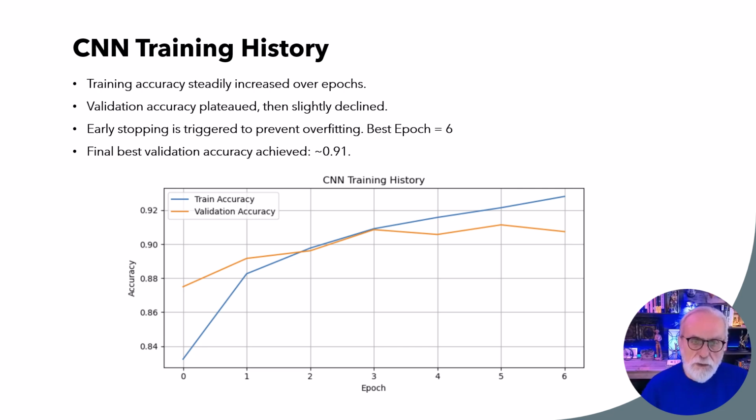To avoid overfitting and reduce unnecessary time, we applied an early stopping callback. As shown in the training history plot, the model reached its best validation accuracy within 6 epochs. The validation and training accuracy curves remain close, indicating stable learning without significant overfitting.